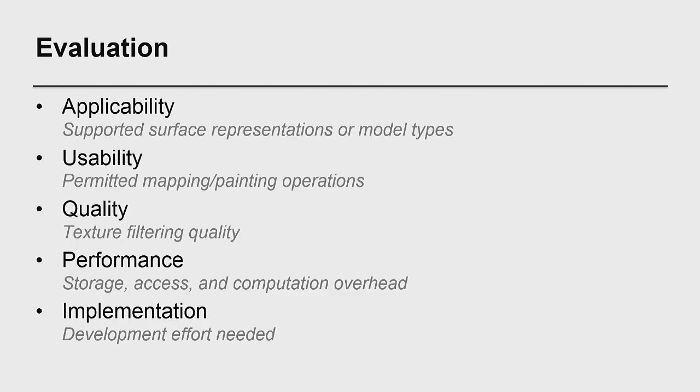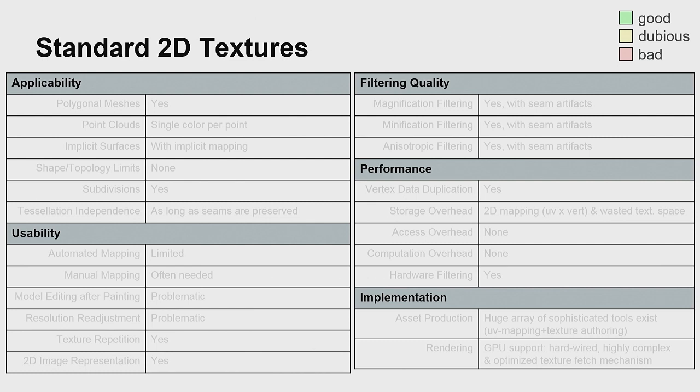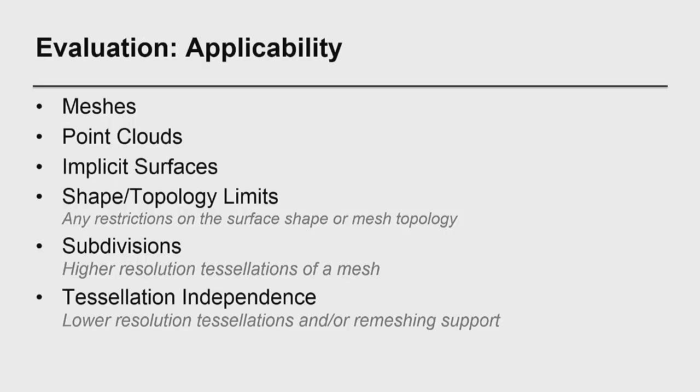Now, our evaluation is probably the most important part of it, so I'm going to go through how we're going to evaluate these methods. So we have these 5 categories. We're going to talk about applicability, usability, filtering quality, performance, and implementation use. And we're going to have this score sheet for each method, right? As you see, they all have different subheadings. Let's go over them really quickly.